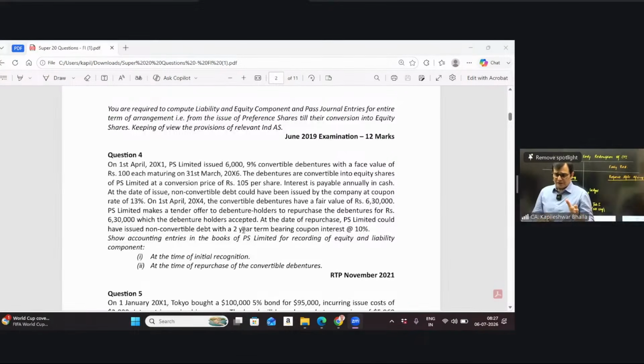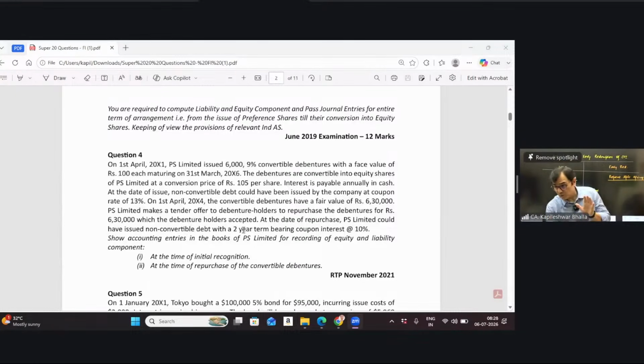I'm just reading the facts of the case, which is on the special issue of early redemption. Reading in between, the company issued a 9% convertible debt. Jumping to the third, fourth line, the non-convertible debt interest rate is 13%. A little further below, at the date of repurchase, the company could have issued a non-convertible debt with a 2 years maturity at the rate of 10%.